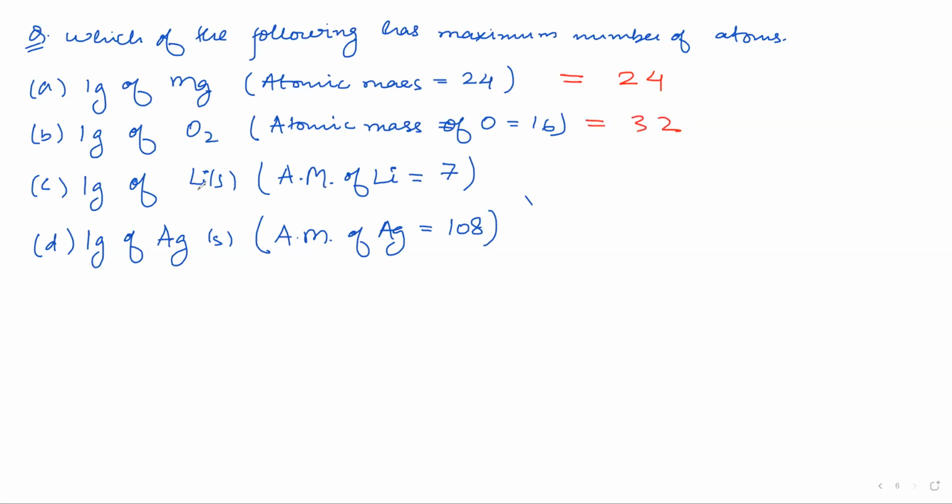Now for lithium, there is only one lithium, so lithium will be 7. Now for silver, there is only one silver, so this will be 108. Now out of these, which is the lowest? Lithium. C is the smallest, so this will have the maximum number of atoms. Got it?